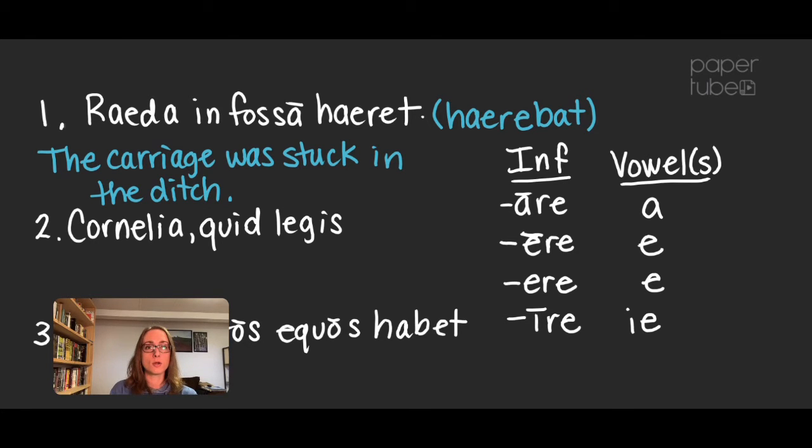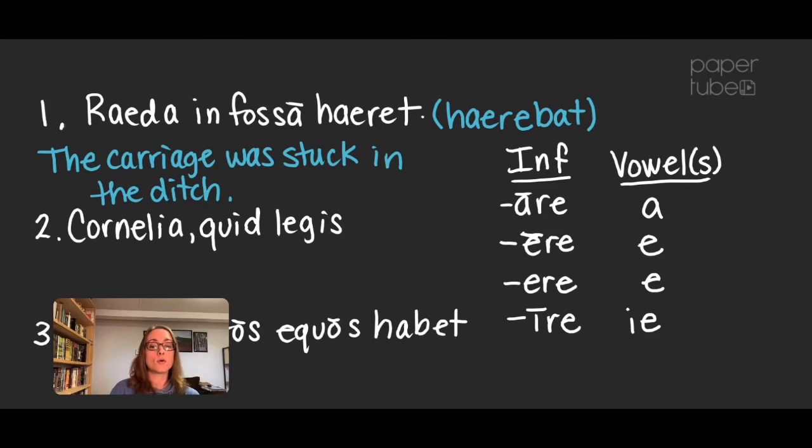Number 2, Cornelia, quid legis? Right now, that says, Cornelia, what are you reading? We have to make it, Cornelia, what were you reading? So if you think our verb is legis, you are correct. Cornelia is the subject, quid means what, so legis has to be the verb. You have to either look up the verb or think about how you've seen the infinitive.